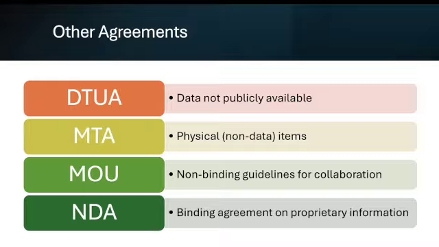An MOU or Memorandum of Understanding is generally non-binding. These are guidelines for collaboration, which I'll talk about a little bit more in the mentorship and collaboration video. And then finally, an NDA or a non-disclosure agreement is a binding agreement if you are obtaining proprietary information or if you're going to be working with researchers on a proprietary project with a company. They may ask you to sign an NDA that you will not disclose the proprietary information outside of certain guidelines.